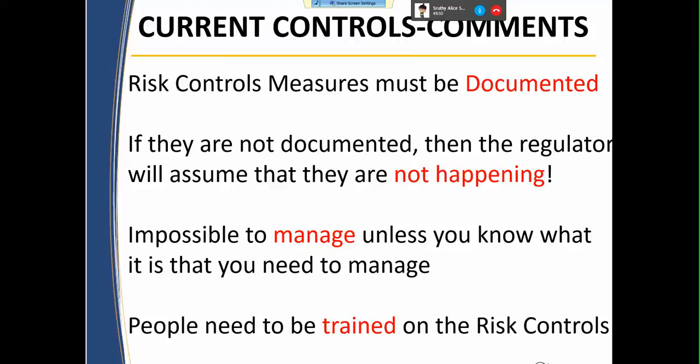But the key thing for companies is that they must put down on paper what they do in terms of risk control, because if they get inspected by the police or the regulator, if they're not on the risk assessment, it means they're not doing them. So the risk assessment is a very important document. And if you're trying to manage risk, it's very hard to manage it if you're supposed to manage something and it's not on the risk assessment, how do you know you have to manage it? Okay. And people need to be trained on risk control.